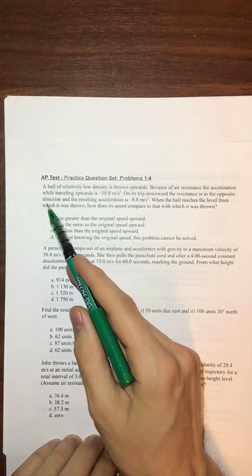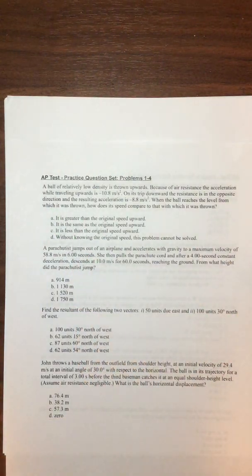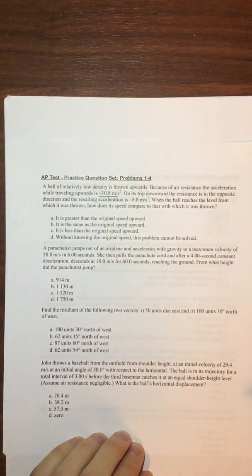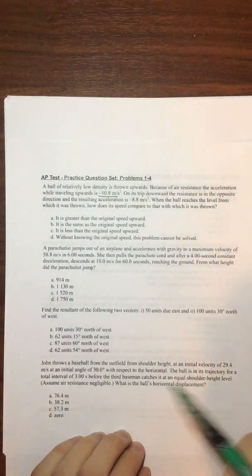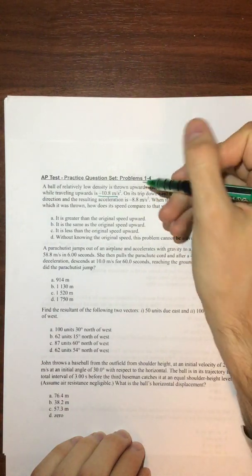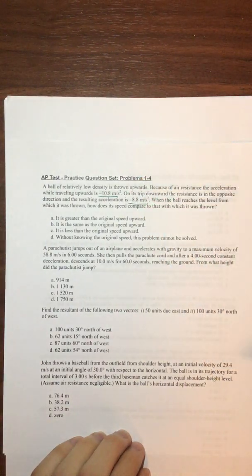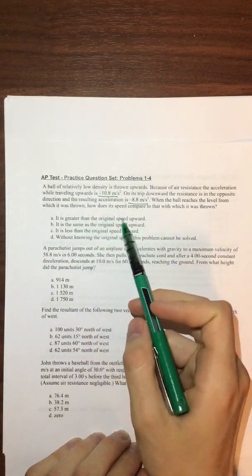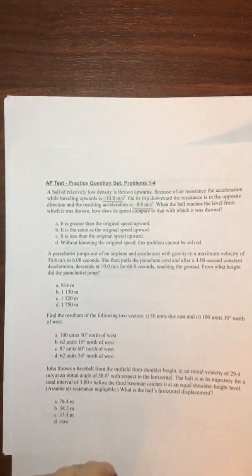So, problem 1. A ball of relatively low density is thrown upwards. Because of air resistance, the acceleration while traveling upward is negative 10.8 meters per second squared. On the trip downward, the resistance is in the opposite direction, and the resulting acceleration is negative 8.8 meters per second squared. When the ball reaches the level from which it was thrown, how does the speed compare to the speed at which it was thrown?